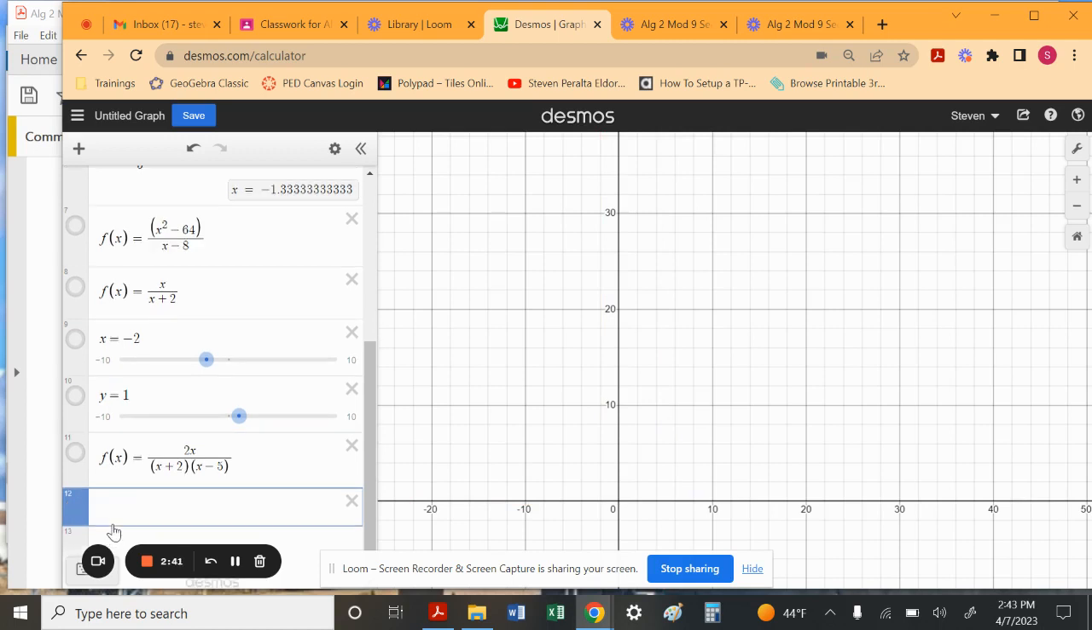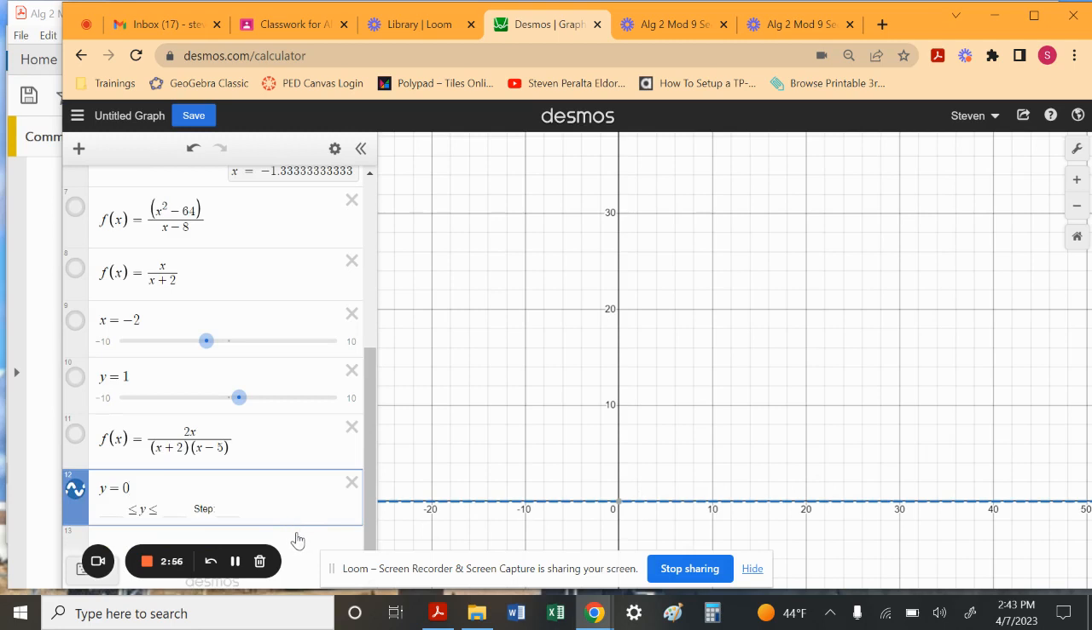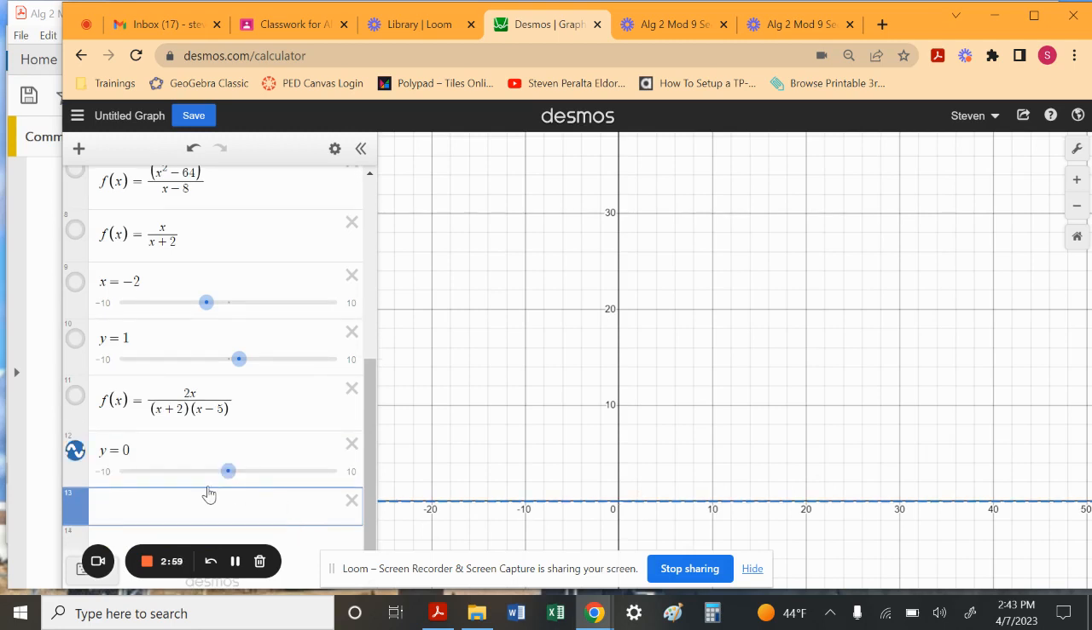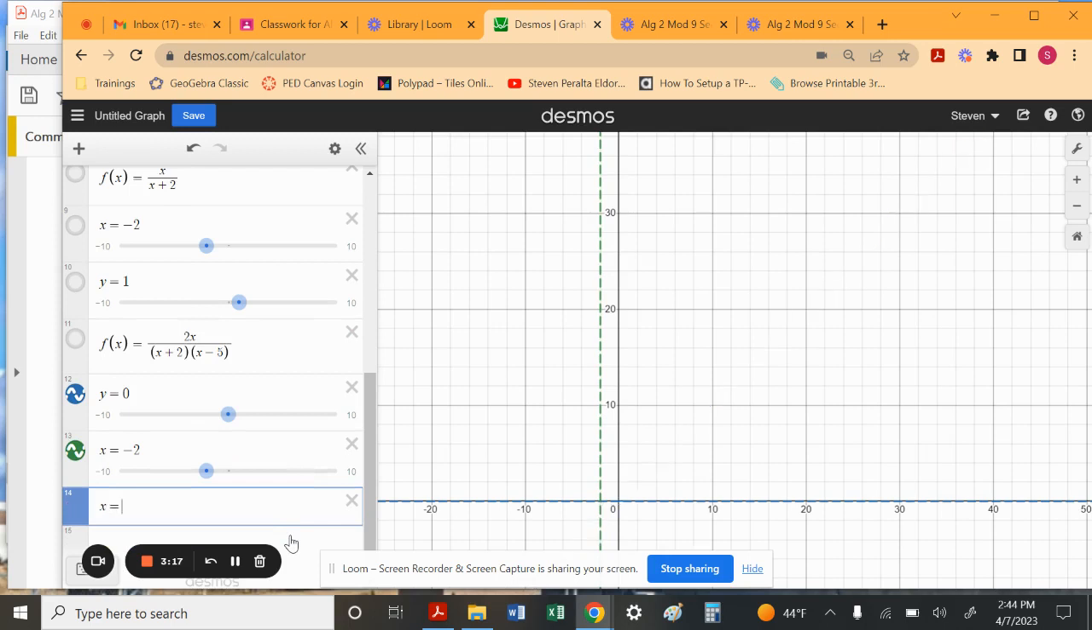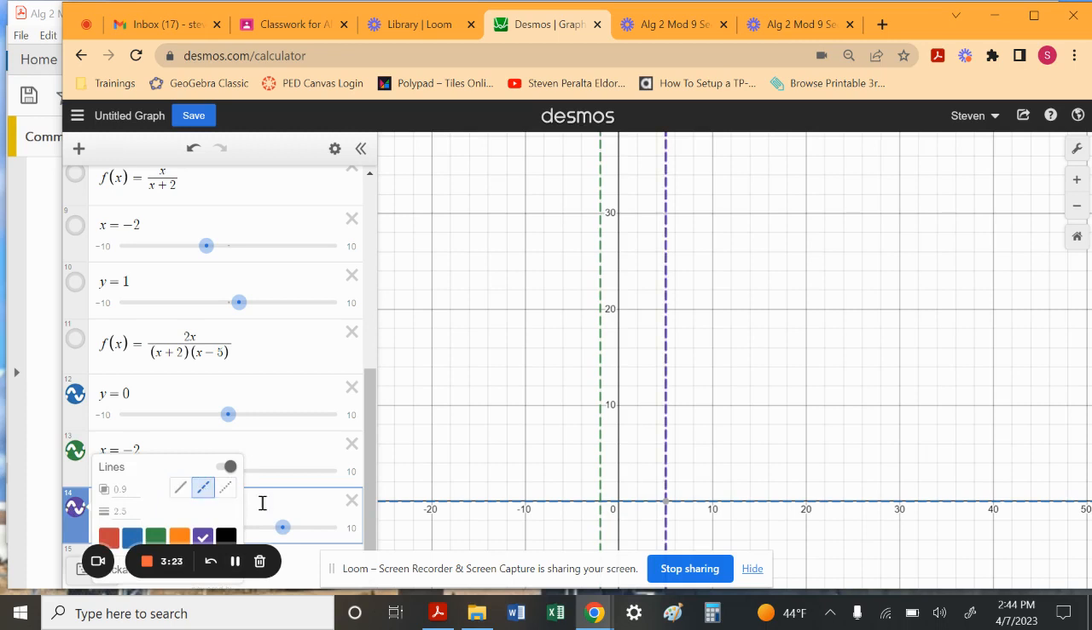I'm going to come down here. I know that we have y equals 0 as one of them. So I'm going to go ahead and turn that into a dashed line. You can see the dashed line there. And then on the other one, we have x equals -2. We're going to turn that into a dashed line. And then we have another one at x equals 5. We're going to turn that one into a dashed line as well. So when we turn both of those into dashed lines, we've got that.